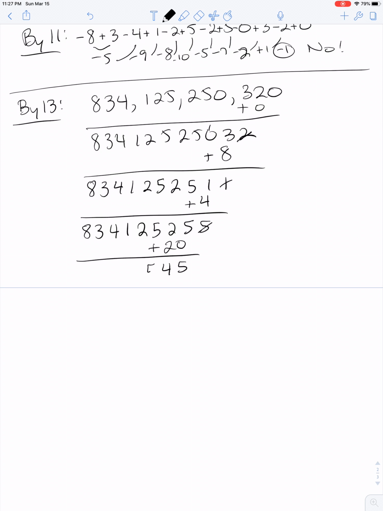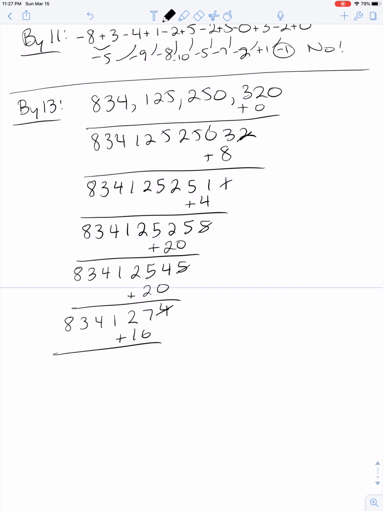5, 4, 5, 2, 1, 4, 3, 8. So we've got another 5, multiply that by 4 to get 20. 4, 7, 2, 1, 4, 3, 8. So multiply 4 times 4 to get 16. 3, 4, 1, 4, 3, 8. So multiply 4 times 3 to get 12.